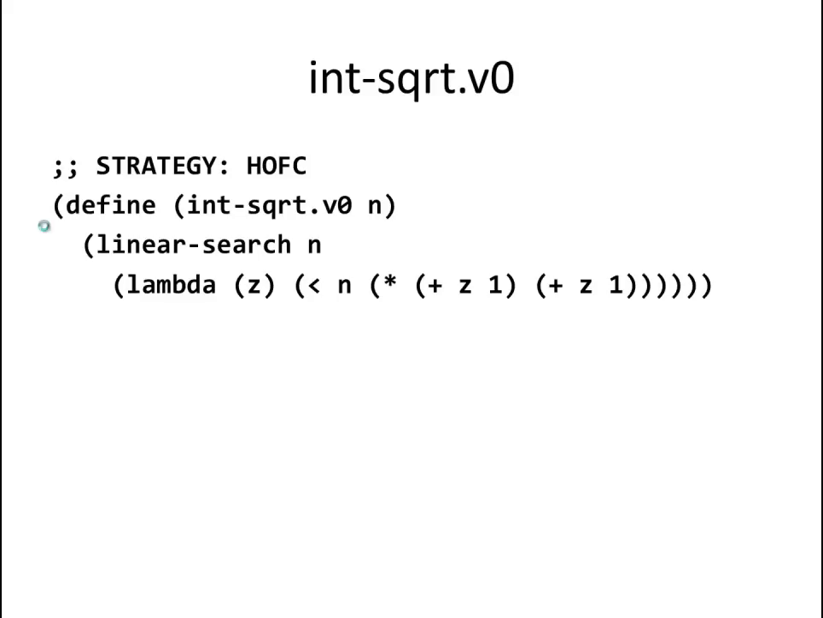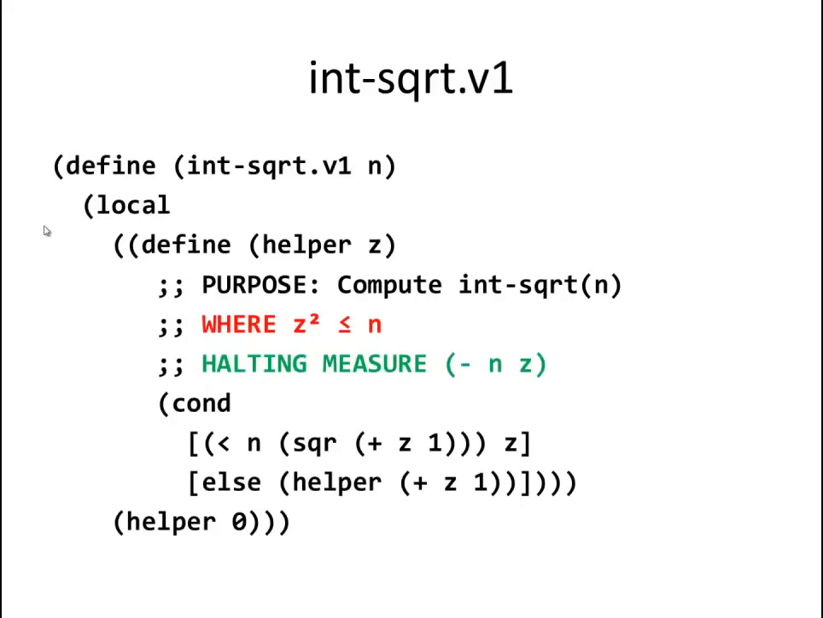Let's keep trying. Let's play the same game. Let's introduce a helper z, and again, the purpose of helper is to compute the integer square root of n. Okay, again, how do I know that's its purpose? Because when I define integer square root, all it does is call helper of 0.